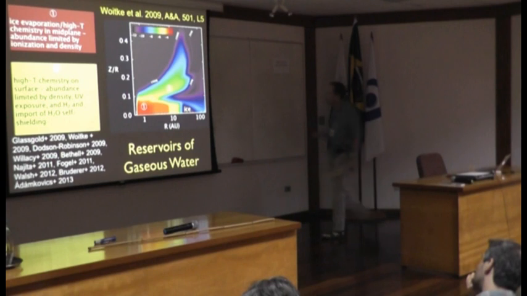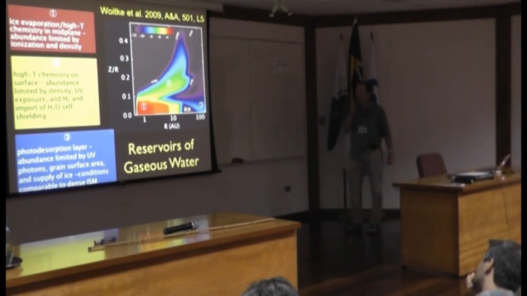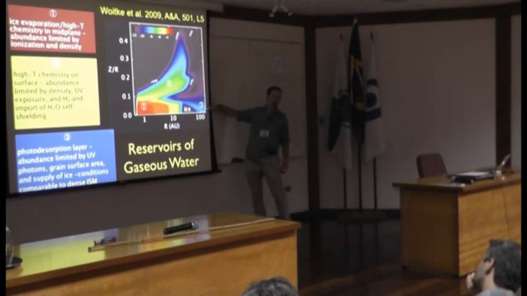And then you go out here, and we have a very weak layer where the water is actually coming from photodesorption. So when I showed you that detection of cold water, that line shouldn't be there, right? All the water should be frozen. You shouldn't detect it at all, unless there's some way to remove it from the grain.